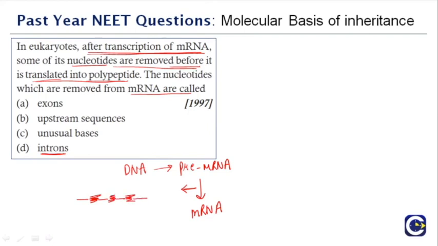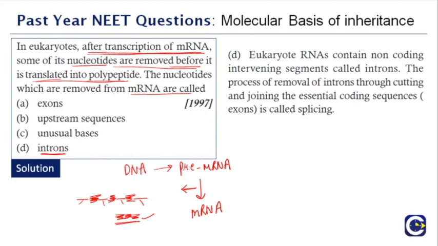For example, these big sequences are the exons. The introns need to be removed so that the exons, that are the expressed sequence, are joined together, and then this can be translated to a protein. This is again a recurring question and a very easy and direct question. Eukaryotic RNAs contain non-coding intervening sequences called introns. The process of removal of introns through cutting and joining the essential coding sequence is called splicing, and the essential coding sequence is called exons. So the right option is D.